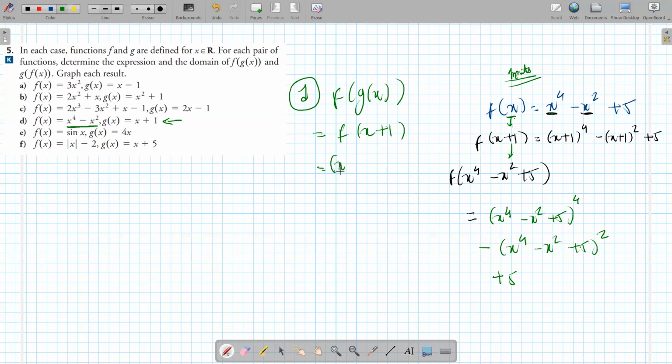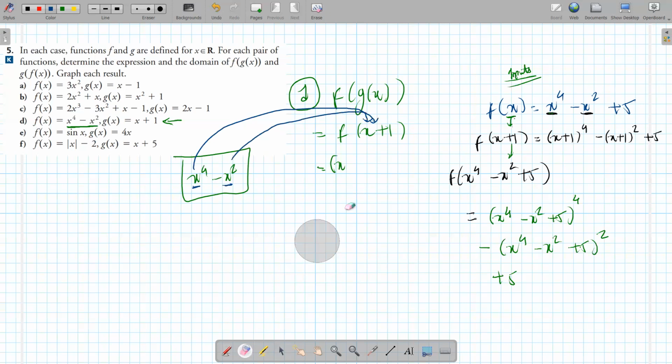It's not x to the 4 minus x squared plus 1. It's going to look like this. So again, there's an x there, right? So x to the 4 minus x squared. There's an x here, there's an x here. You want to replace both of these x's with this bracket. So x plus 1 to the 4 minus x plus 1 squared. And there you go. That's going to be the final expression.